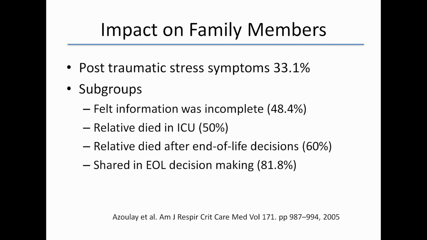There are particular family members who are impacted even in a more powerful way. In this study, the family members who felt that we did not do a good job providing complete information to them had a post-traumatic stress incidence of 48%. It was even higher when the family member had a relative who died in the ICU, a relative who died after having to make end-of-life decisions in the ICU, and the highest among family members who were involved in the end-of-life decision-making, up close to 82%.